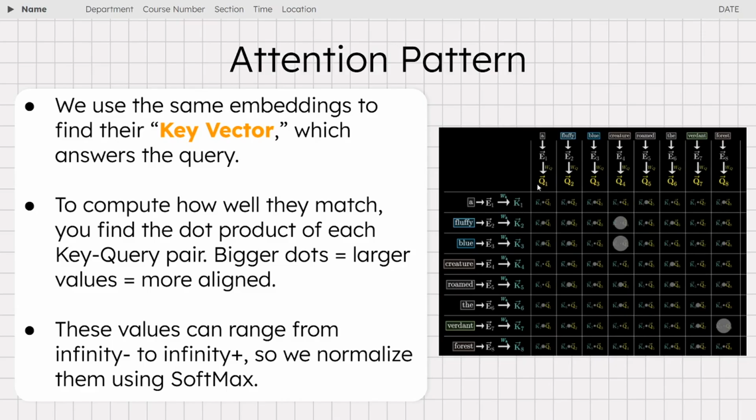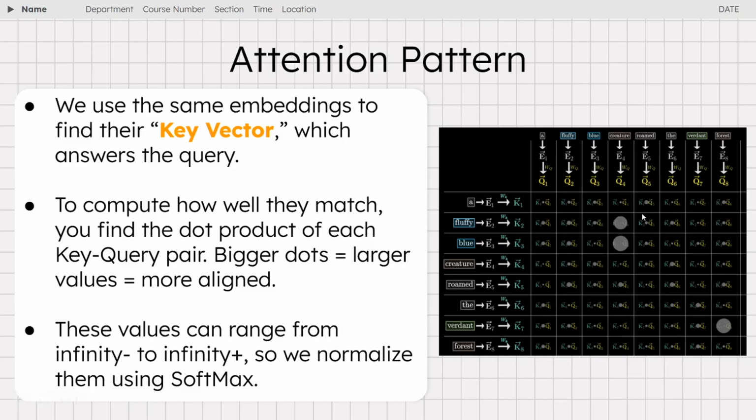If the query is the question, then the keys are the answers. So to measure how well they match, we find the dot product of the query and the key. Basically, the bigger the dot products, the larger the values, the more aligned they are, so they match each other. As you can see, the query of creature matches with the keys of fluffy and blue, like the fluffy blue creature. So it matches. That's why the dot products are big.